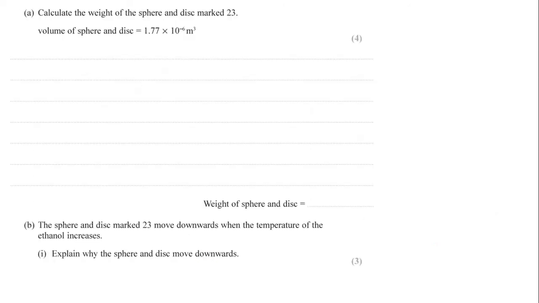Okay. Now calculate the weight of the sphere and the disk marked 23. Volume of the sphere and the disk is 1.77 times 10 to the power minus 6.